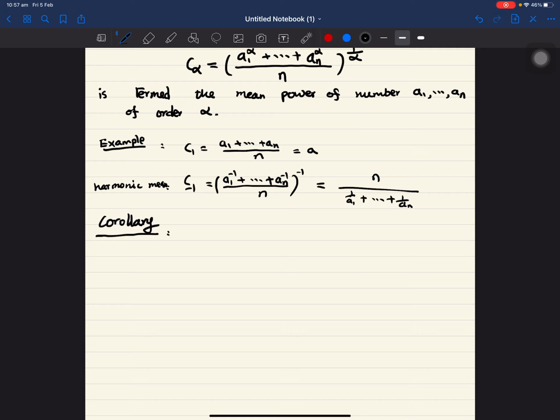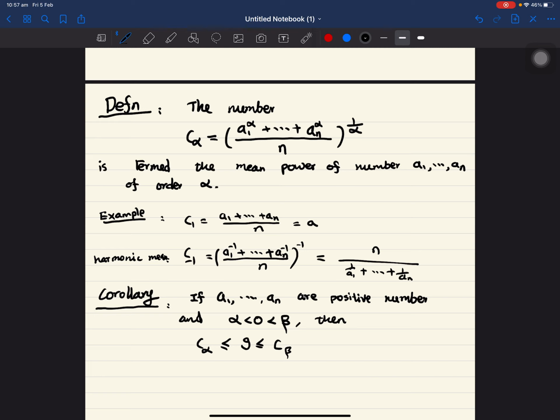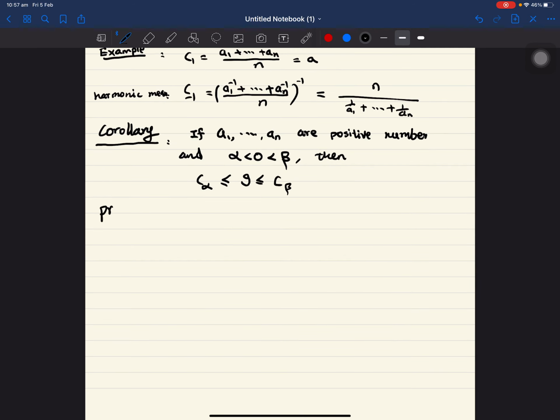For the corollary, we can think about a corollary as some immediate result of the theorem we proved before. So, if a1 to an are positive numbers, and alpha is less than 0, less than beta, then we have G is less than or equal to C beta and greater than or equal to C alpha, where C alpha and C beta are what we defined above. So let's see why this is true. Proof.